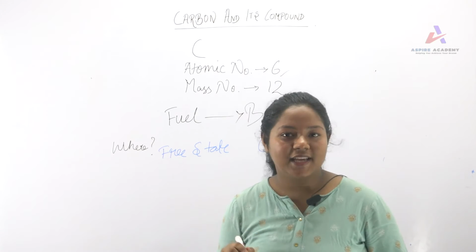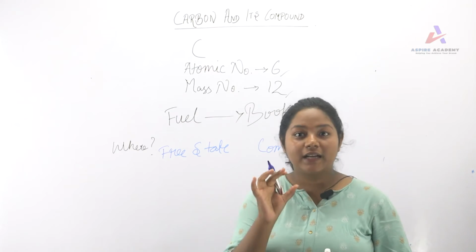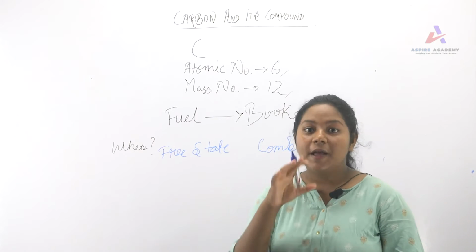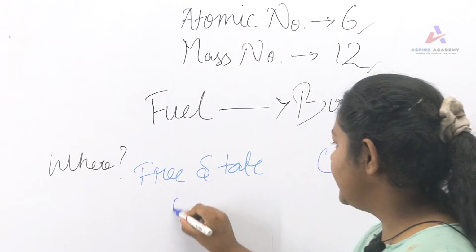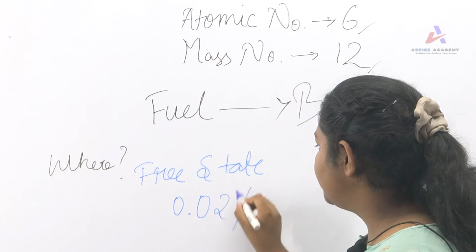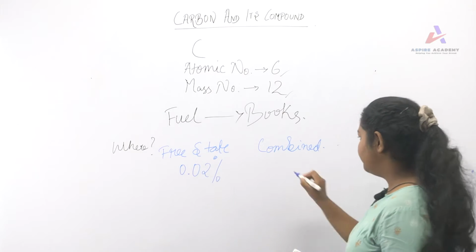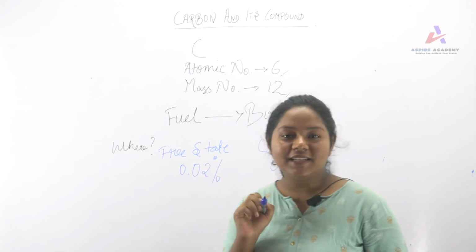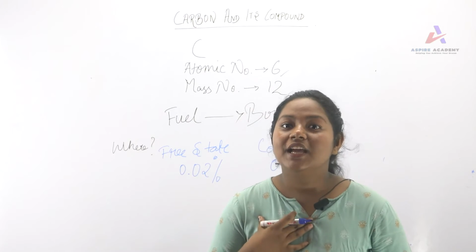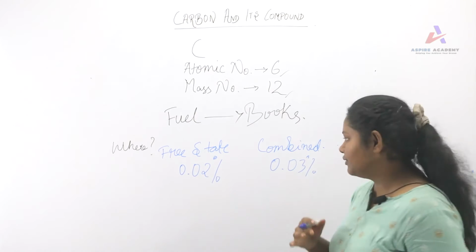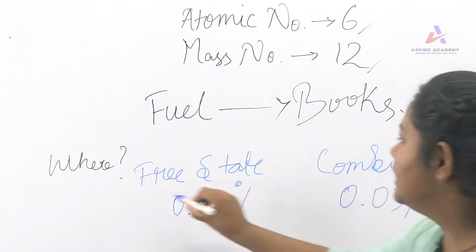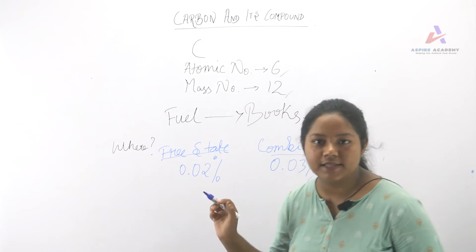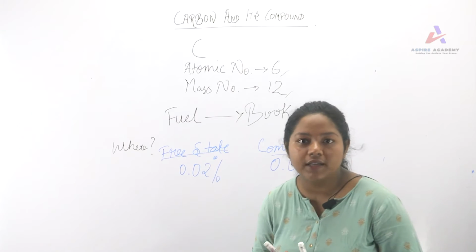The interesting point here is that though I said carbon has a major role in most of the things that we know, in free state we find carbon only in 0.02%, and in combined state only 0.03%. How? That is a very interesting question that everyone should ask oneself. We will know about it later on. In free state we have only 0.02% and in combined state only 0.03%.